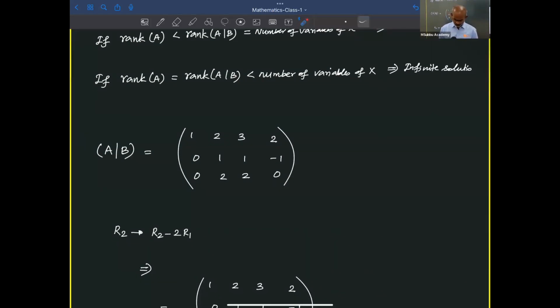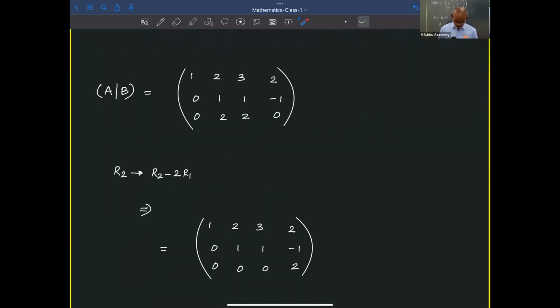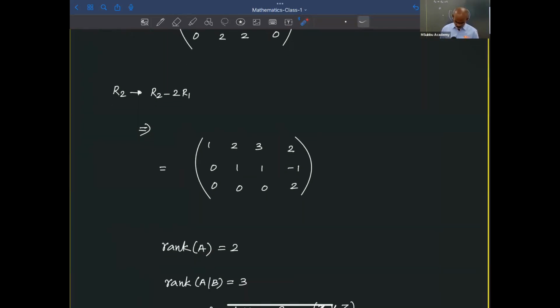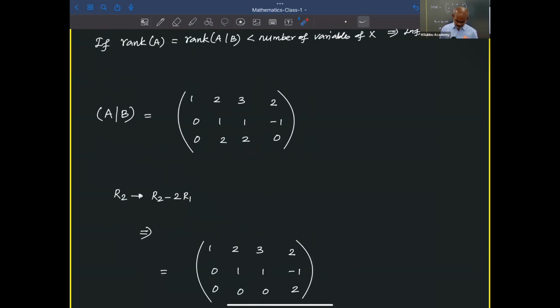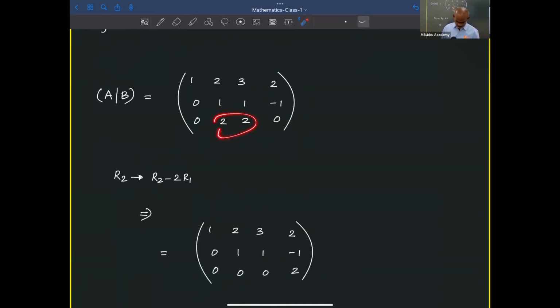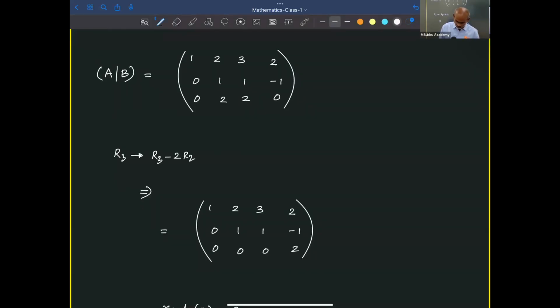So make the augmented matrix, do some operations, and get the rank. Here row 3 can be easily made 0. Row 3 content can be subtracted with row 2, so that this is made 0. So row 3 minus row 2, by that way this is coming as 0.